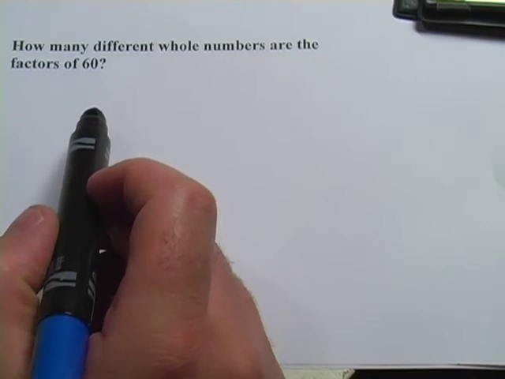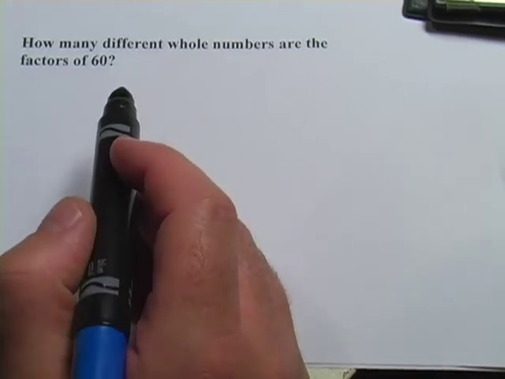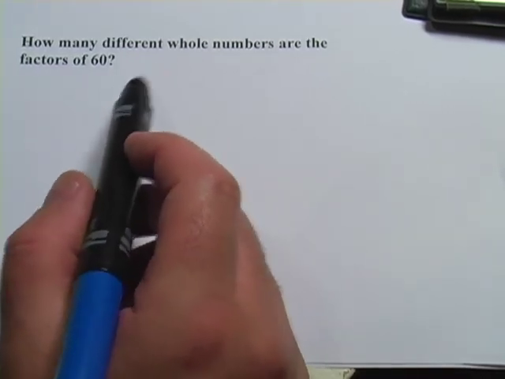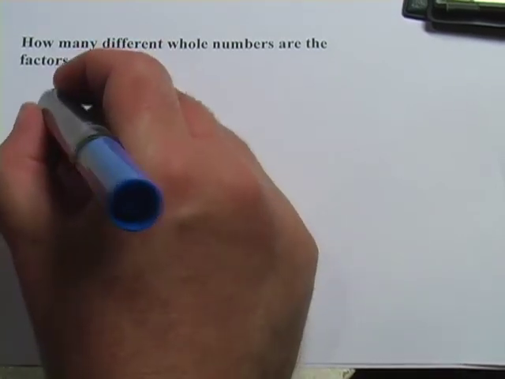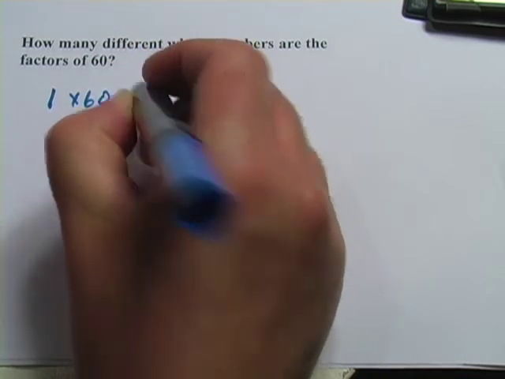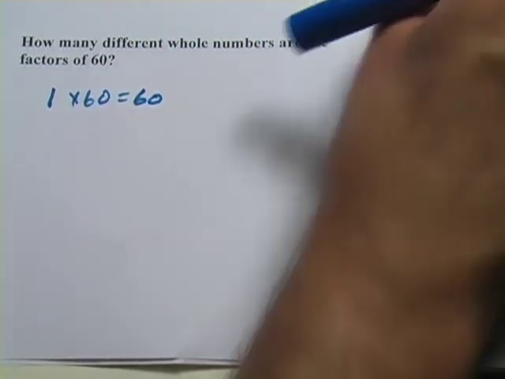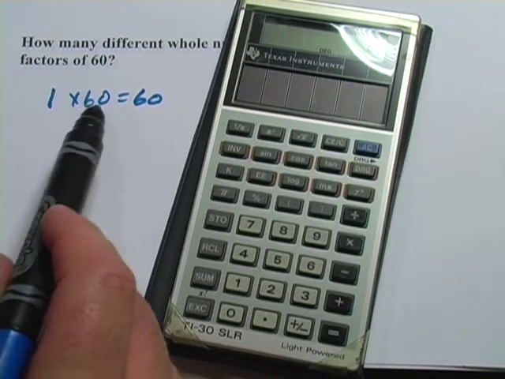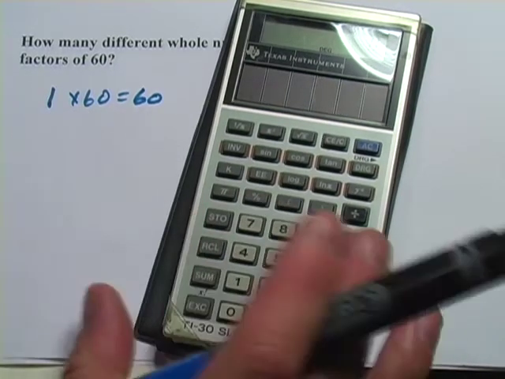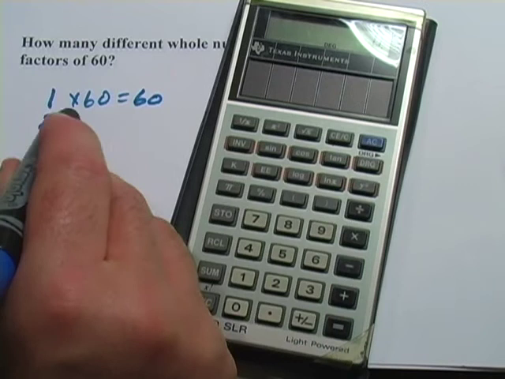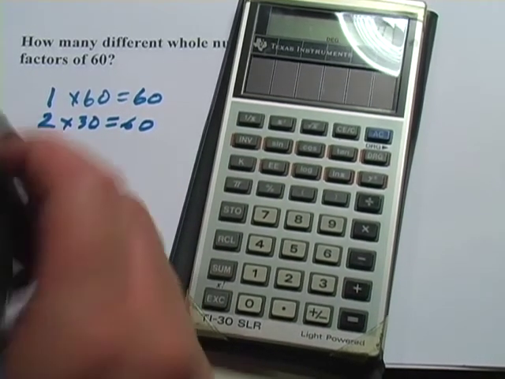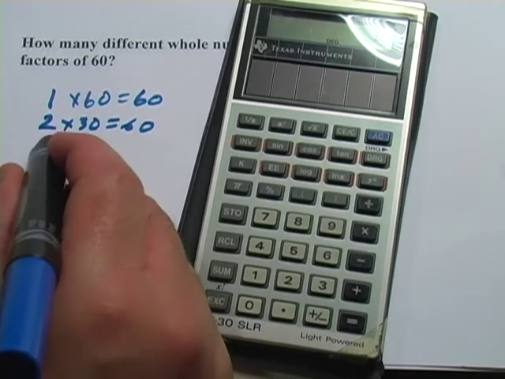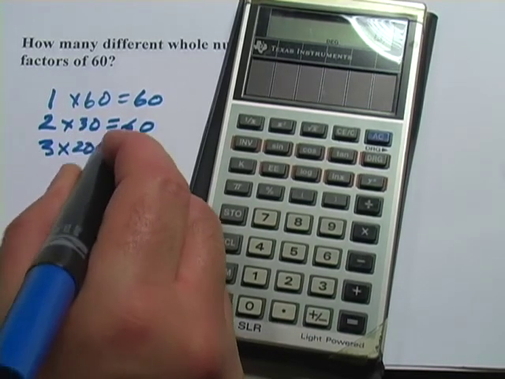All right, and let's look at this one. How many different whole numbers are the factors of 60? So they're asking us how many factors there are in 60. So we need to first find all the factors of 60. Well, 1 times 60 is 60. And I think I'm going to go ahead and use my calculator for this. This is an even number, right? So I know 2 is going to be in there. Well, I can do that in my head. 2 times 30 would be 60. So those are factors. And 3, well, 60 divided by 3 would be 20. So I can do that one in my head too. 3 times 20 equals 60.